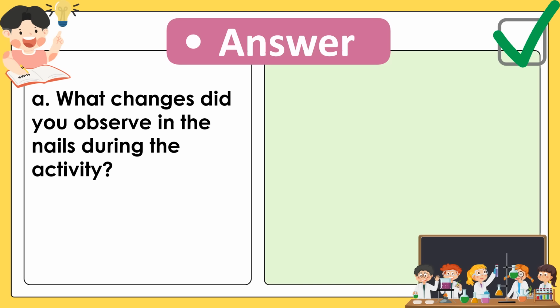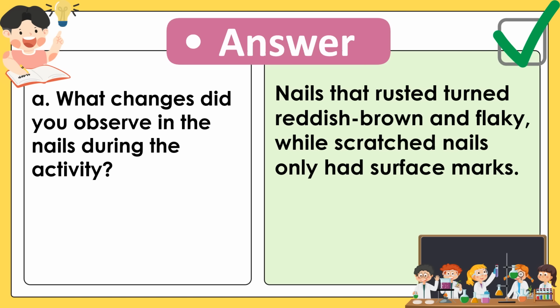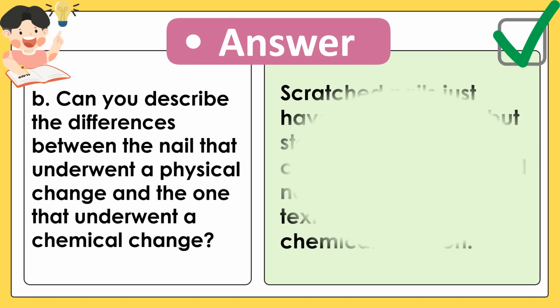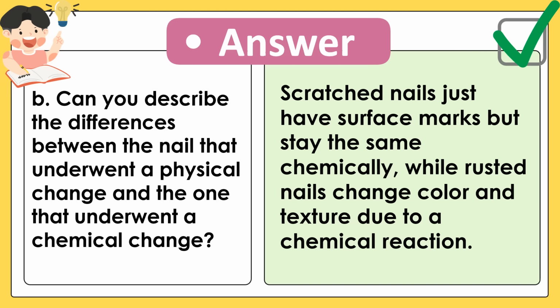Here are the answers. A. What changes did you observe in the nails during the activity? Nails that rusted turned reddish brown and flaky, while scratched nails only had surface marks. B. Can you describe the differences between the nail that underwent a physical change and the one that underwent a chemical change? Scratched nails just have surface marks but stay the same chemically, while rusted nails change color and texture due to a chemical reaction.